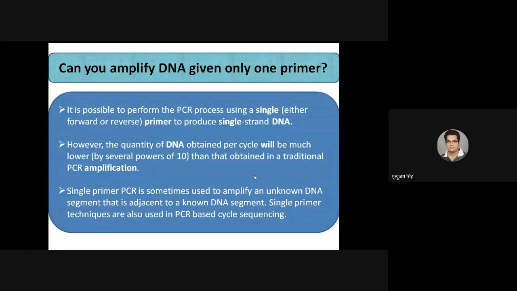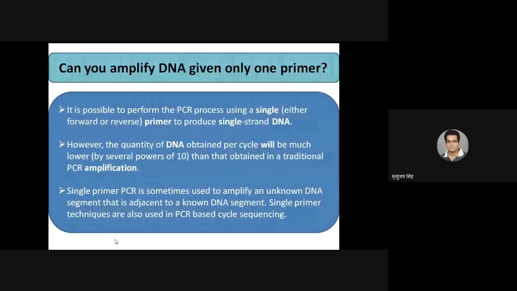And one important thing is that after the third cycle in PCR, you get your first PCR products. Single primer PCR is sometimes used to amplify an unknown DNA segment that is adjacent to a known DNA segment. Single primer techniques are also used in PCR-based cycle sequencing. It means single primers are used first of all in sequencing techniques, and when we have some unknown region nearby a determined region, we just use that determined region for single primer annealing and amplify the unknown region attached to it.